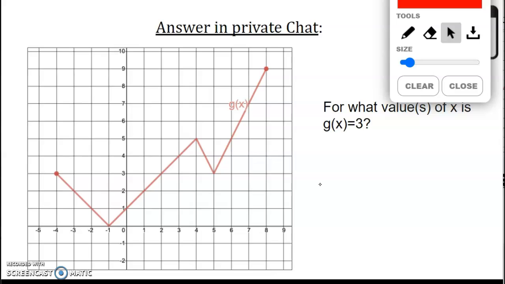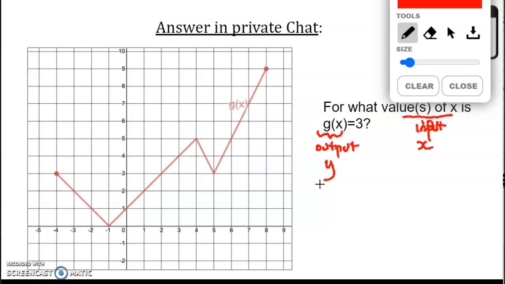All right. Okay, so then now please answer in private chat. What values of x is g of x equal to 3? Okay, so remember g of x, this is referring to the output, or another name for it is the y value. Okay, what is the values? Values of x, we're looking for what is the input, or the x value. Okay, so we know the output in this case, or the y value, is 3.